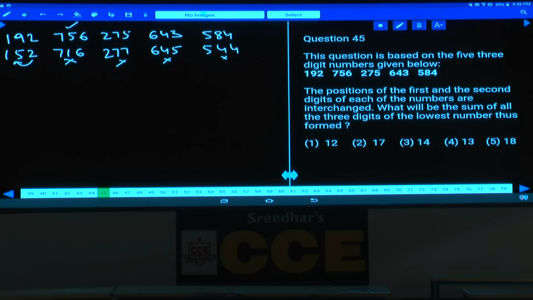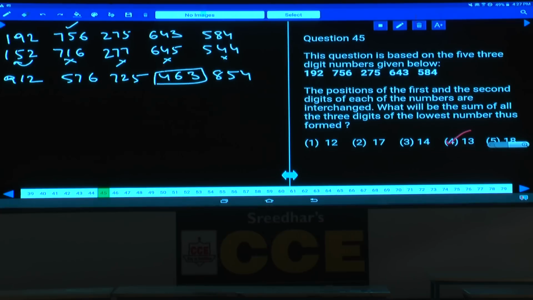Then 45, the positions of the first and the second digit of each of the numbers are interchanged. What will be the sum of all the 3 digits of the lowest number? This 192 will be 912, this 756 will be 576, 275 will be 725, 643 will be 463, and 584 will be 854. What is the lowest number here? The lowest number is 463, and the sum is 4 plus 6 plus 3, that is 13. Choice 4 is the answer. Then question number 45, choice 3.